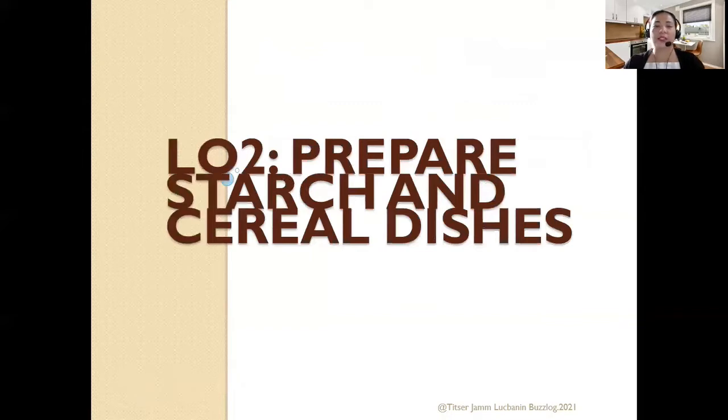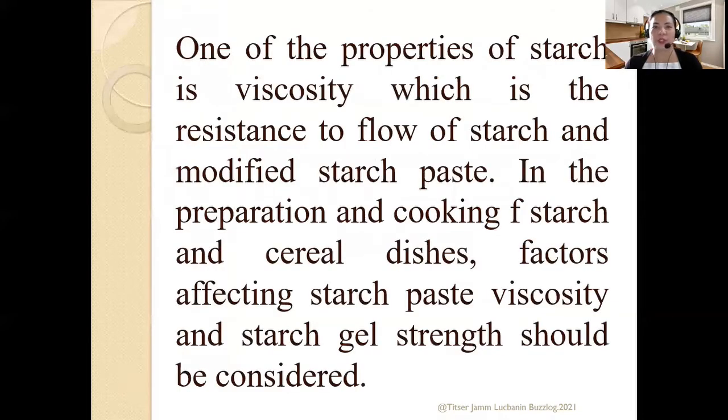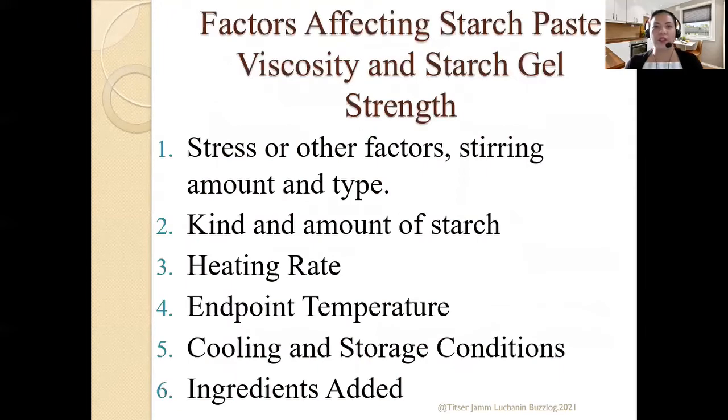For our discussion about learning outcome number 2, preparing starch and cereal dishes: one of the properties of starch is viscosity, which is the resistance to flow of starch and modified starch paste. In the preparation and cooking of starch and cereal dishes, factors affecting starch paste viscosity and starch gel strength should be considered. What are these factors? We have stirring, the kind and amount of starch, heating rate, the endpoint temperature, cooling and storage conditions, and ingredients added. These are the factors that affect starch paste viscosity and starch gel strength.